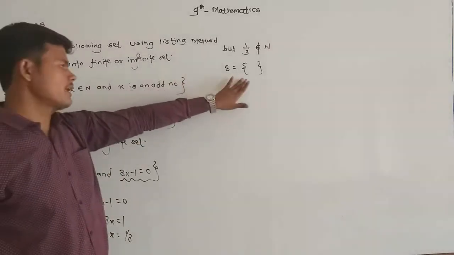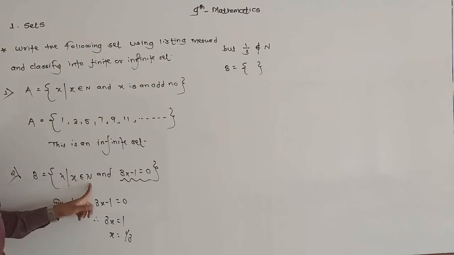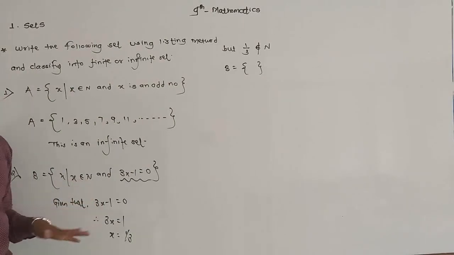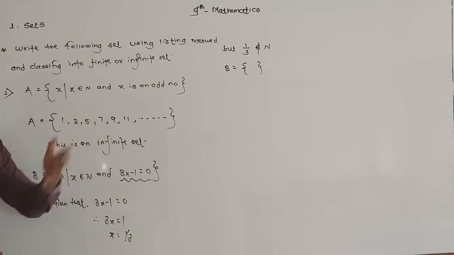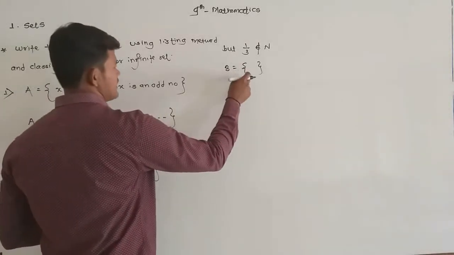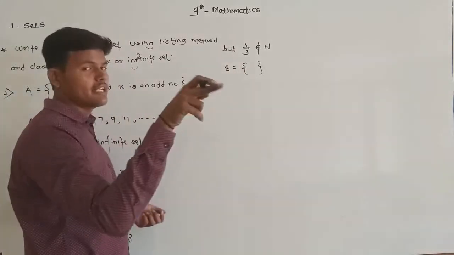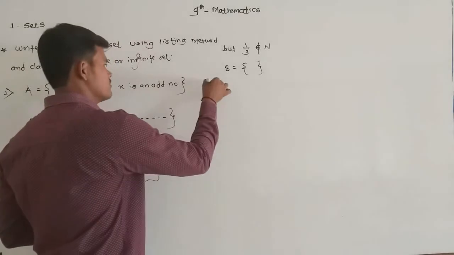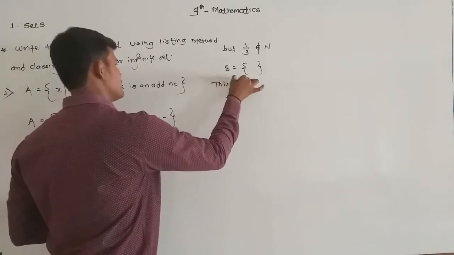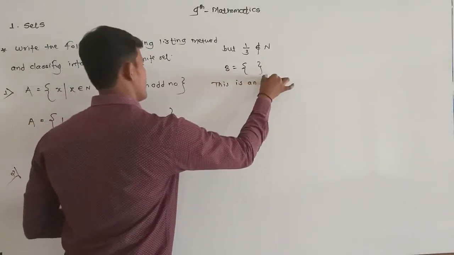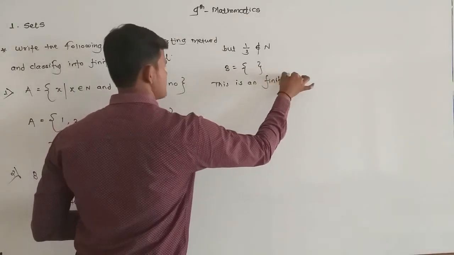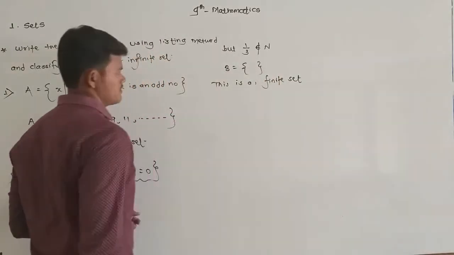So natural number, because what condition did we state? x must be what? A natural number. And if it is not a natural number, then what will your set be? Empty set. That is, if a set is an empty set, then it is also a finite set. So this is a finite set.